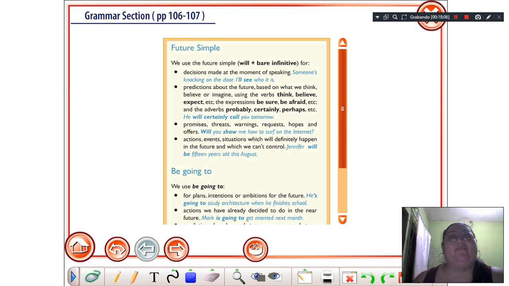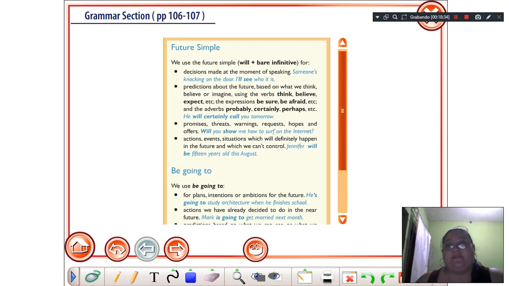And here we have the future simple that is very easy for you, only use the will. What are the uses? Decisions made at the moment, spot decisions. Predictions about the future based on what we think, believe, or imagine. Promises, threats, warnings, requests, hopes, and offers. Actions, events, situations which will definitely happen in the future and which we can't control, okay?